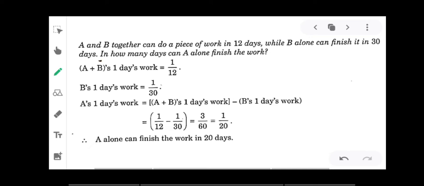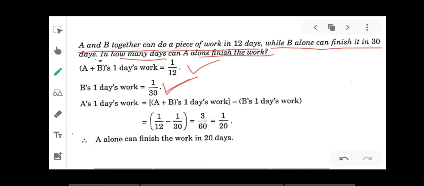Next question. If A and B together can do a piece of work in 12 days, that means their one day work will be 1 upon 12, while B alone can finish it in 30 days. That means B's one day work equals 1 by 30. If B can finish the work in 30 days, then one day work will be 1 upon n, that means 1 by 30. In how many days can A alone finish the work?